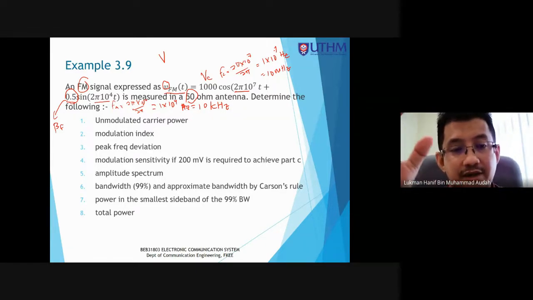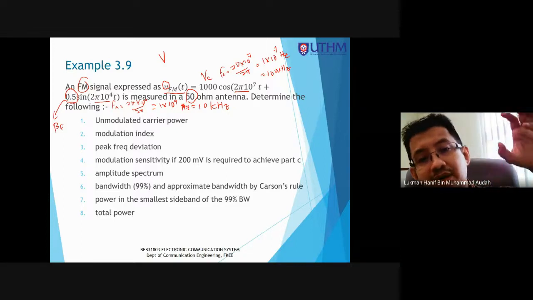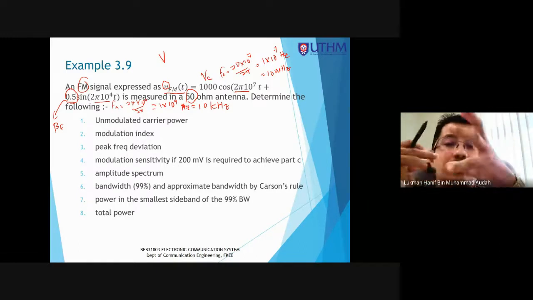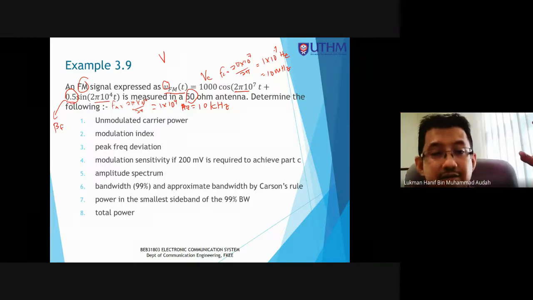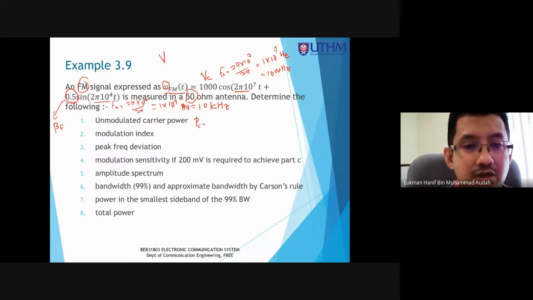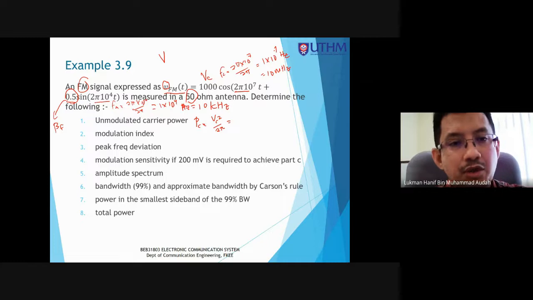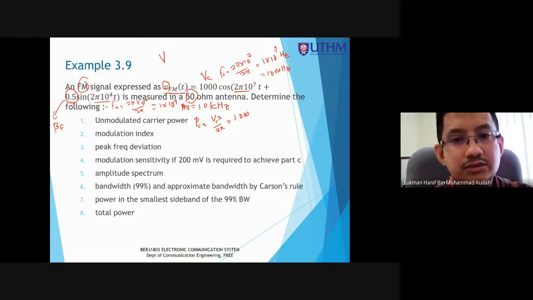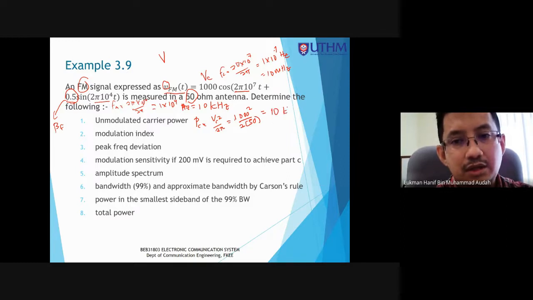The original carrier power, the carrier before it is modulated. Why do they say unmodulated? Because the carrier at the beginning is just a carrier, and then it is modulated with the information signal. So that original carrier, how much is it? This is actually PC. PC is equal to VC square over 2R, which is equal to 1000 square divided by 2 times 50, which is 10 kilowatt.